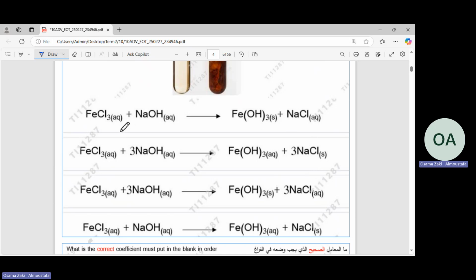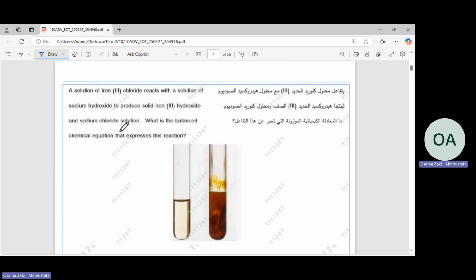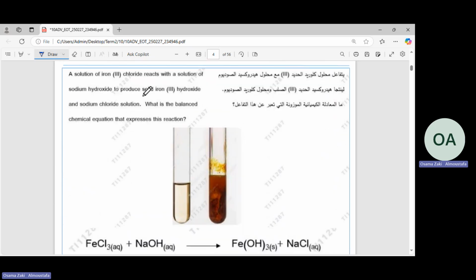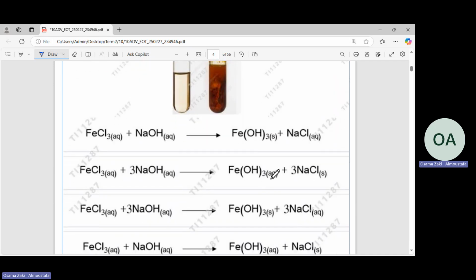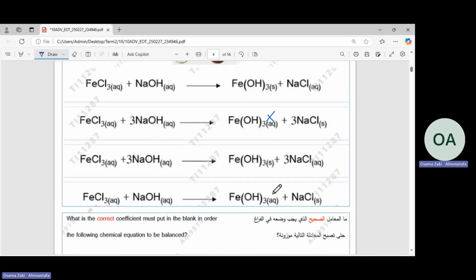By the way, they said here we have solid iron hydroxide. Okay, iron hydroxide, which is FeOH by 3. So this should be solid. So this is not correct, as you see. Not correct. And this one is not correct also. So we'll check here and here. Okay. So let's check first.